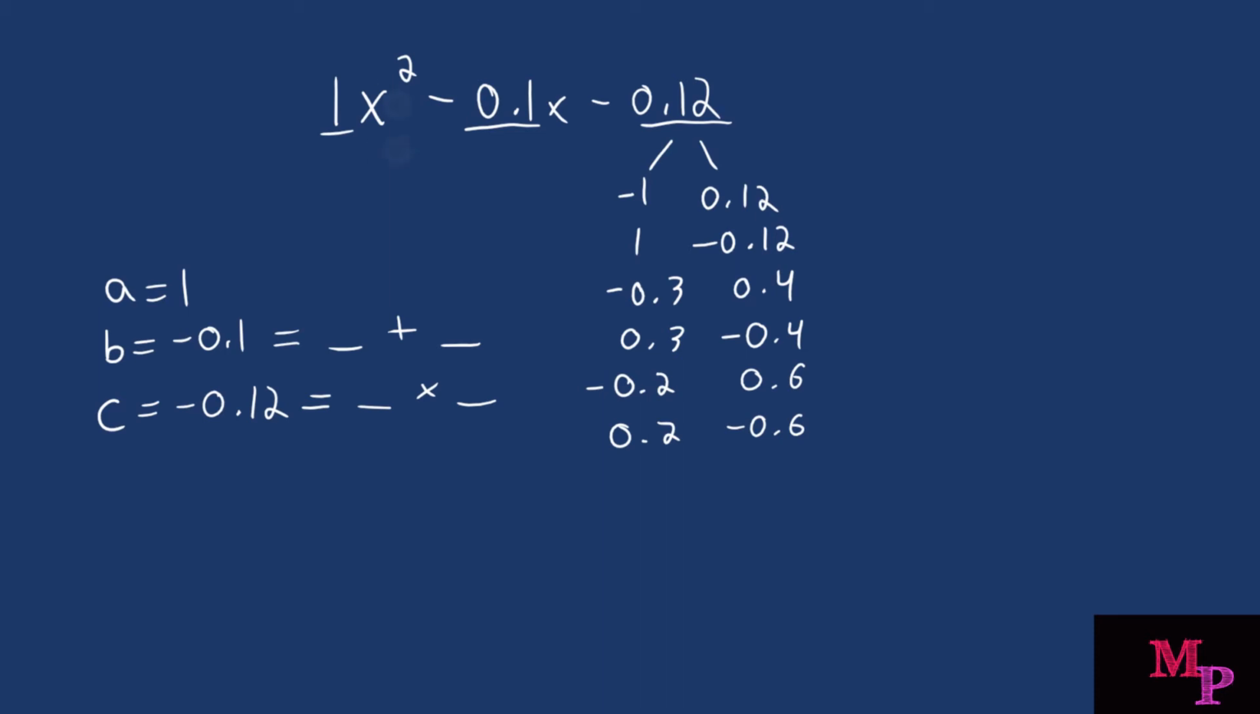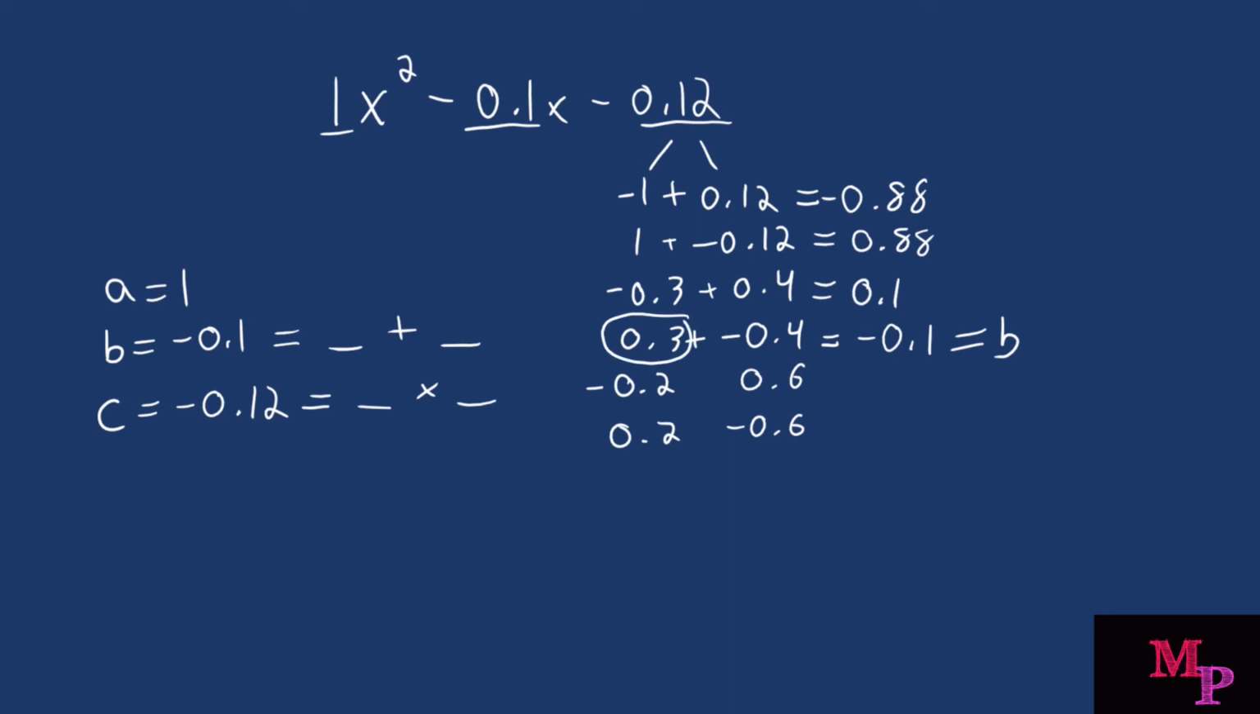So we could go ahead and do that. Negative 1 plus 0.12 will give me negative 0.88. 1 minus 0.12 will give me positive 0.88. Negative 0.3 plus 0.4 will just give me positive 0.1, which is close to what we're looking for, but it's positive instead of negative. And then positive 0.3 plus negative 0.4 gives me negative 0.1, and this is equivalent to b.